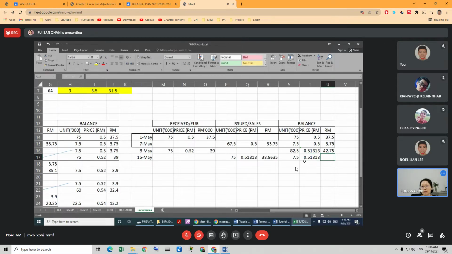Now, if you want to be accurate, what I normally do is I take this one minus this one. That's it. Your total minus how much you issue, the remaining is actually your balance. So this is my number. Now, if you change this to 0.52, your number will be totally different. So this is at the end of week 2, correct? At the end of week 2.